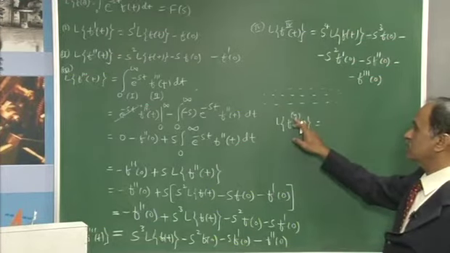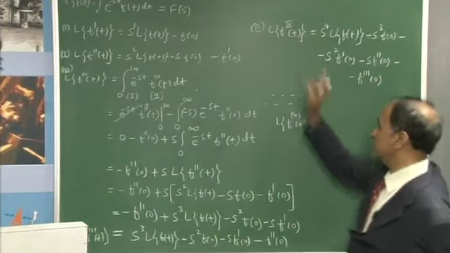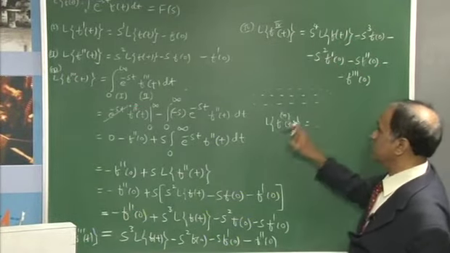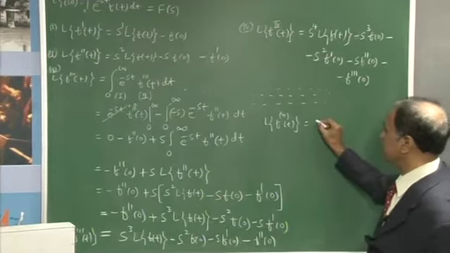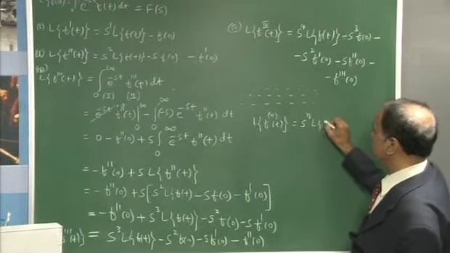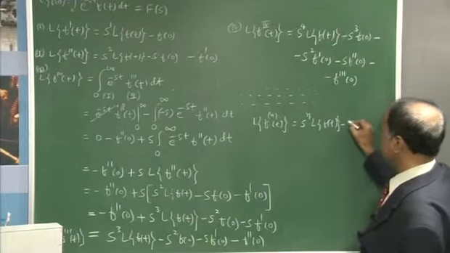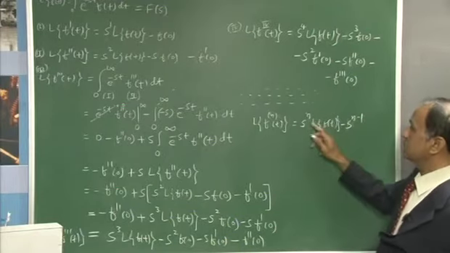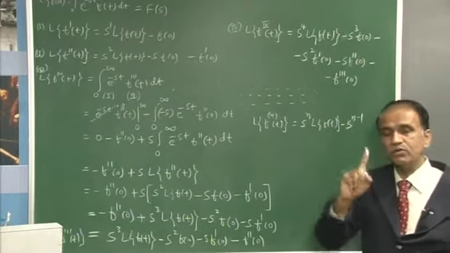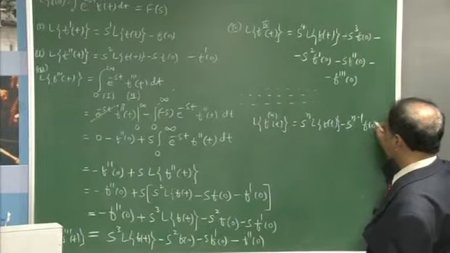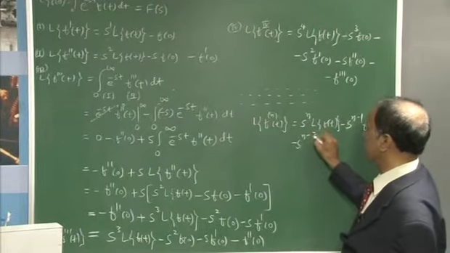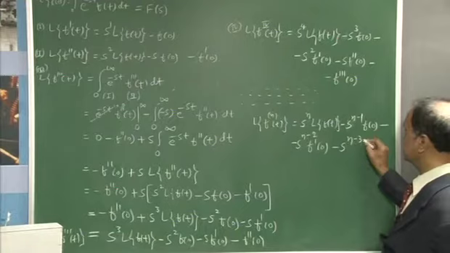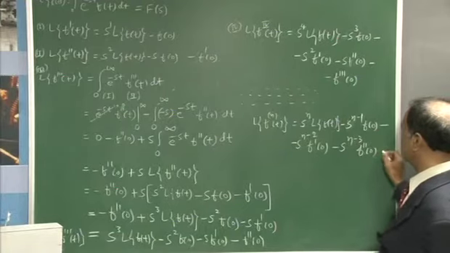This is the nth order derivative. According to this, this is third order, this is fourth order. Nth order means the last term has the (n minus 1)th order derivative, and the first term should have s to the power n, so you can easily write the first term: s to the power n L of f of t, minus s to the power n minus 1. If you observe this order, n should be continuously reducing by 1 unit for every functional value. That means f of 0, minus s to the power n minus 2 f dash of 0, minus s to the power n minus 3 f double dash of 0, and so on.